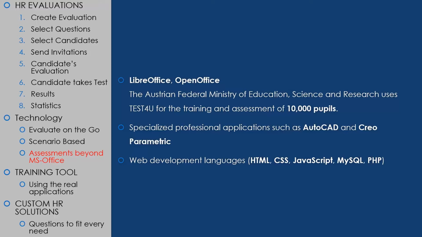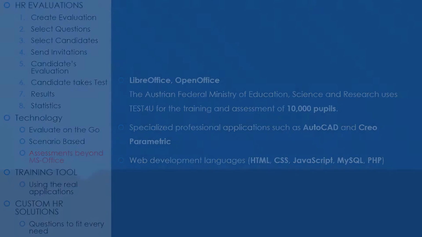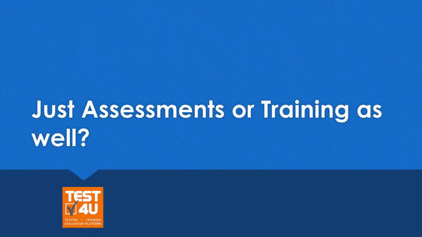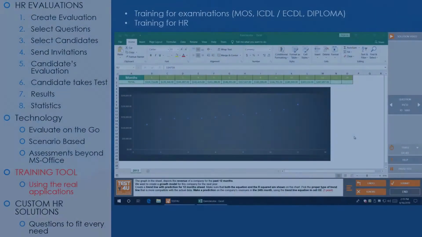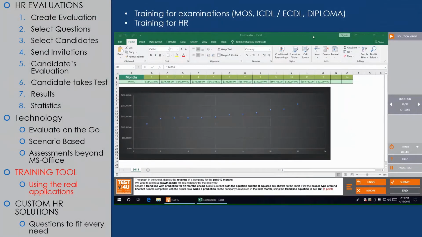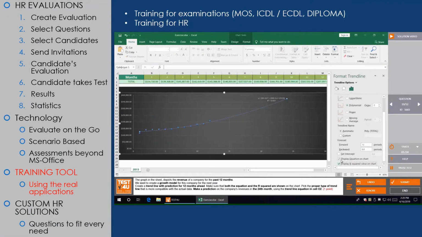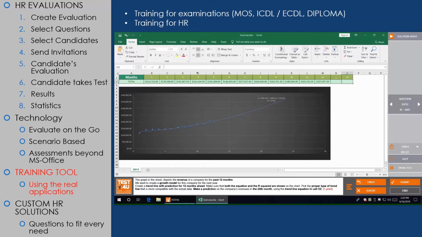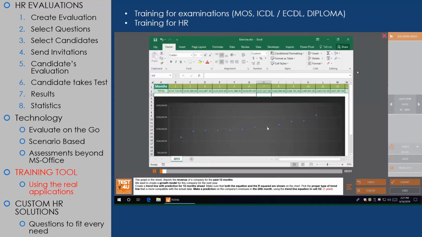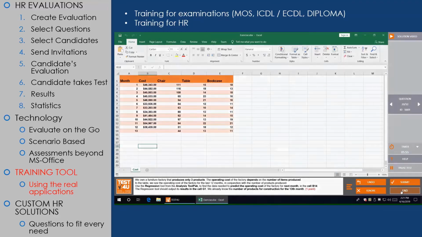Knowing what the candidates know or don't know is only the first step. Training is what should come next for every organization. The flexibility of Test for You allows it to play the role of a training tool as well. In this video, you can see the training phase of Test for You in action. As we can see, we use the real Excel application to solve a question. The difference with the assessment is that it informs the trainees of whether they answered correctly or incorrectly and gives them the option to watch a video solution of the exercise to promote self-learning.